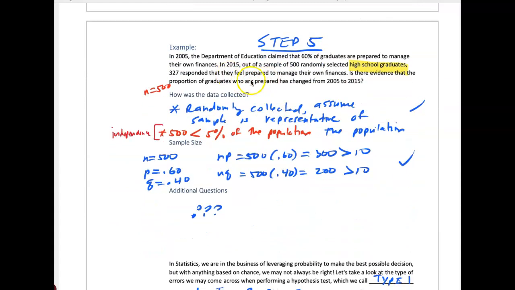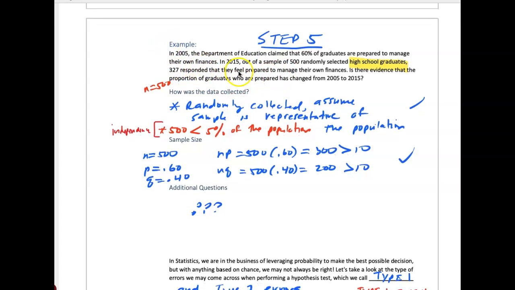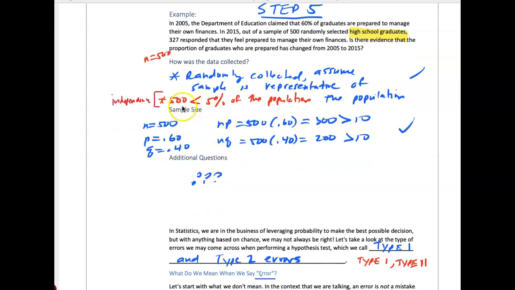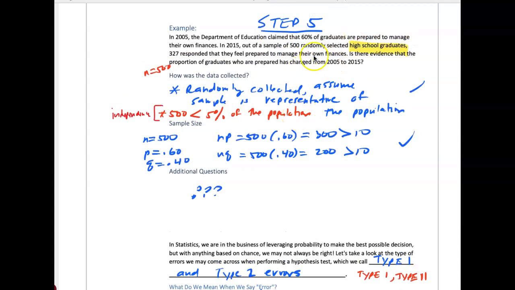In the example we have here, you can read the scenario. We determine in this case with a sample size of 500 that it's randomly collected, as it's stated here. So we're going to assume it's representative. There is independence because, again, we're going to assume 500 is less than 5% of the population. So we'll assume independence there.